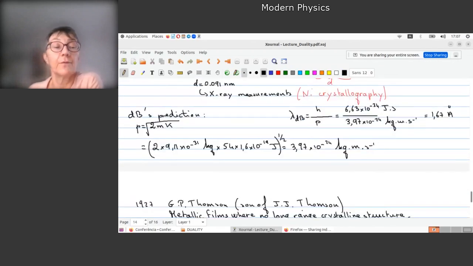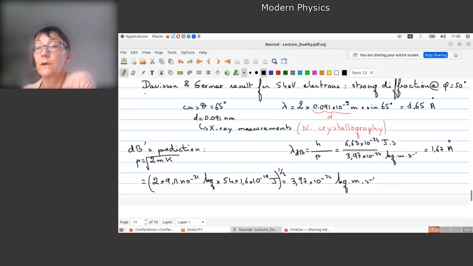So we will calculate the prediction using the de Broglie wavelength. You calculate the linear momentum, the square root of twice the mass times the kinetic energy, and you obtain almost 4 times 10 to the minus 24 kilogram meter per second. You divide the Planck constant by this linear momentum, and you obtain 1.67 angstrom. So, seems very nice.